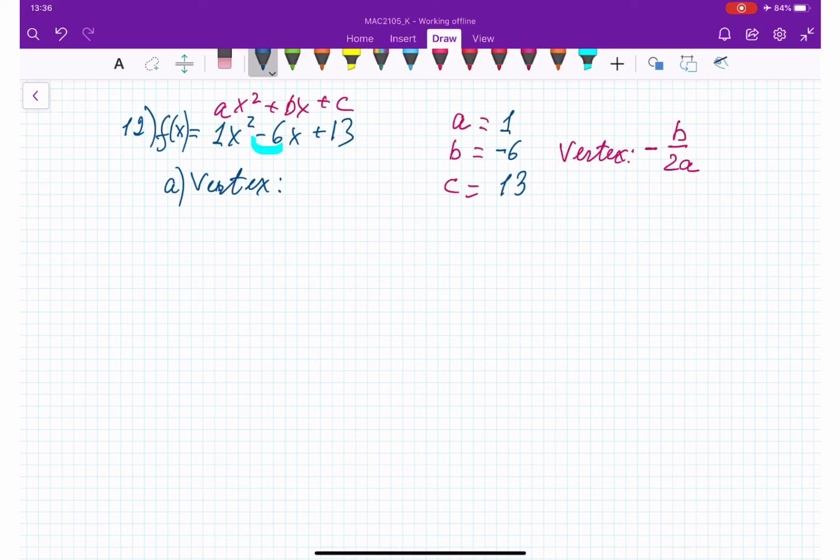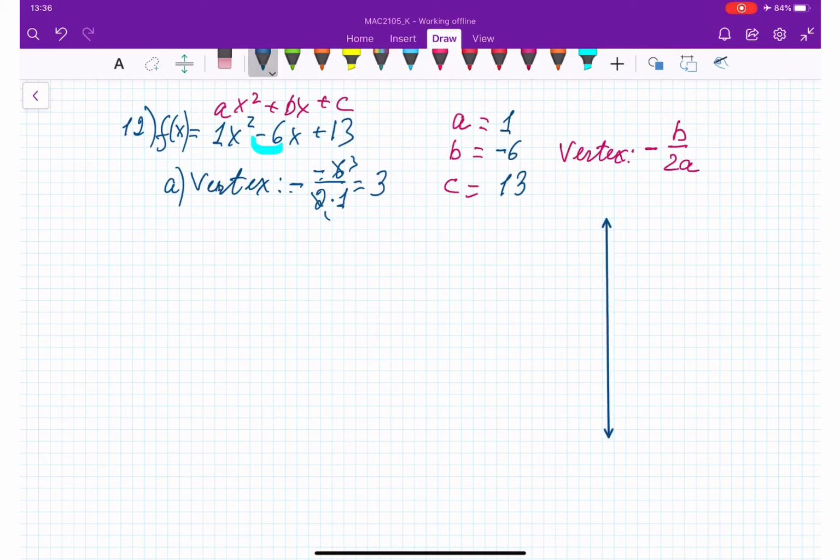So what do we have? The vertex is equal to negative, our b is -6, over 2 times a, 2 times 1. Right? So 2 and 6, it's gone. It will be 3. And negative with this negative is going to be positive. So it's going to be +3. Vertex. Okay.